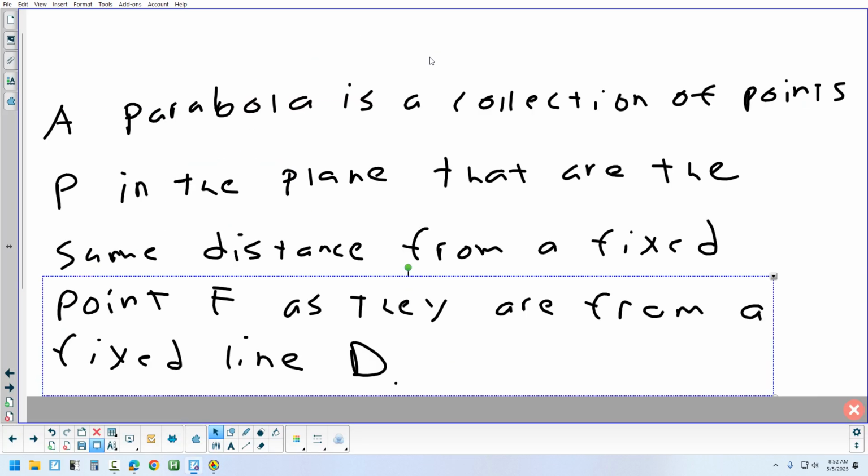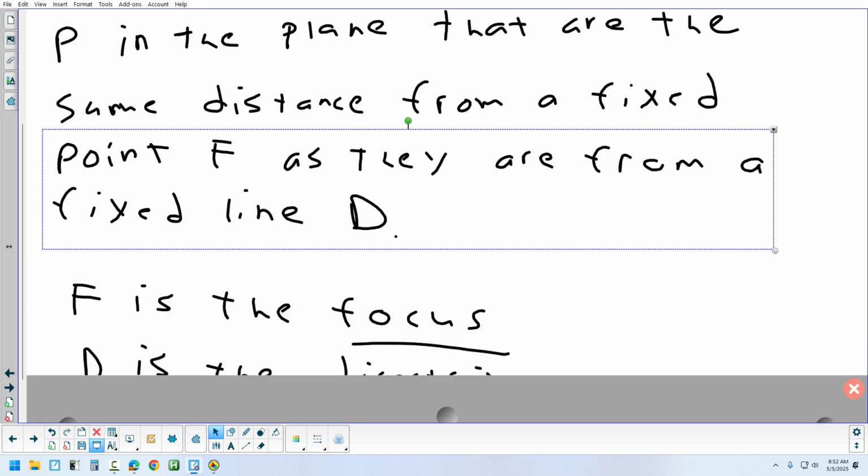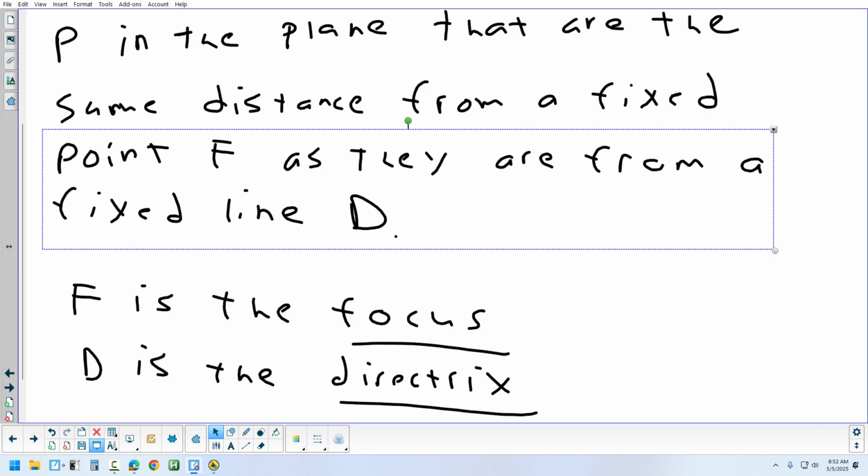Okay. As I said earlier, F stands for focus, and D stands for directrix. Okay, when we go through conics, there's a lot of vocabulary, a lot of different terms.